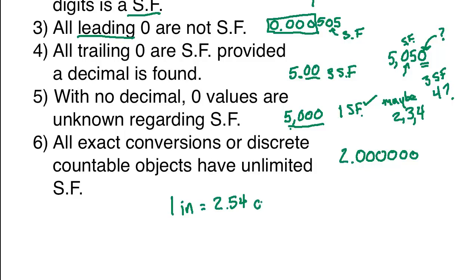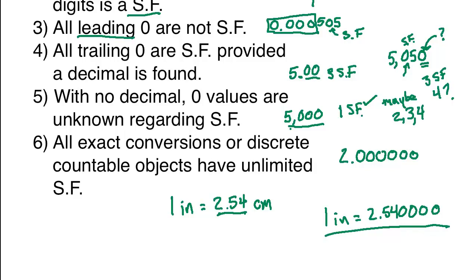2.54 centimeters. All right, so this is not 3 significant figures if you're using this in an equation. That is an infinite number of significant figures. And that is because we are defining 1 inch as exactly 2.54 centimeters. So if somebody said, what is an inch in terms of centimeters, you could say 2.54, but you could also say 2.540, you could say 2.5400, right? And you could keep going on.